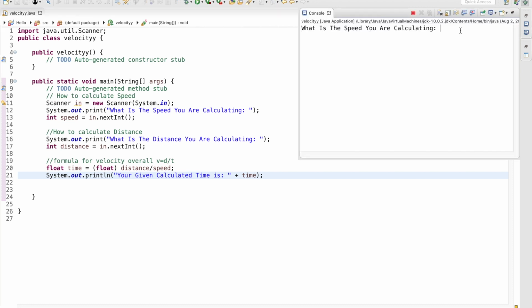There we go. What is the speed you are calculating? I'm just going to write 25. What is the distance you are calculating? 45. So now it calculated and divided. So your given calculated time is 1.8. There you have it. That is how you calculate velocity and apply physics into STEM.